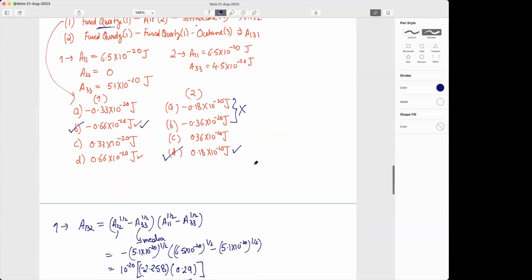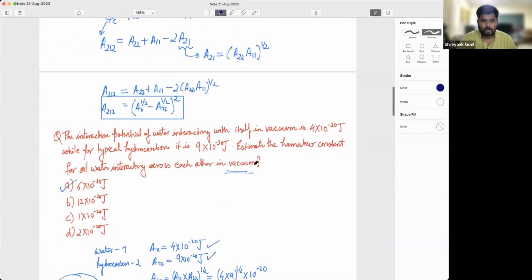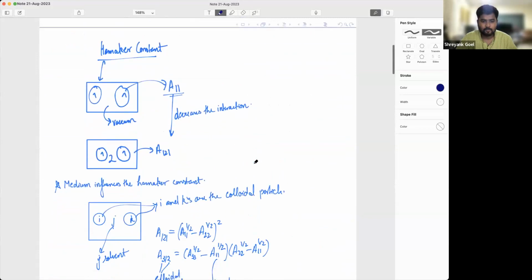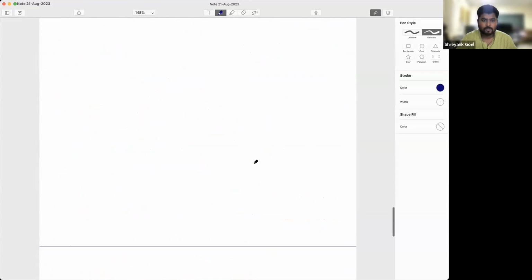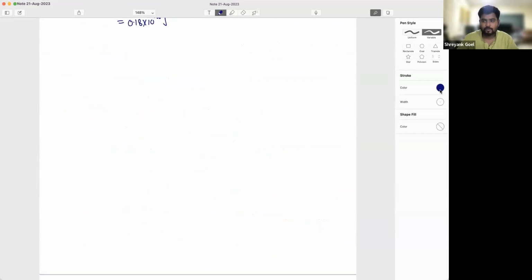Okay. So this is all about the Hamaker constant that we have discussed till now. So now let's look at another section of the week 4 lecture that is mostly on the presence of polymer in the colloidal dispersion. So colloidal polymer.